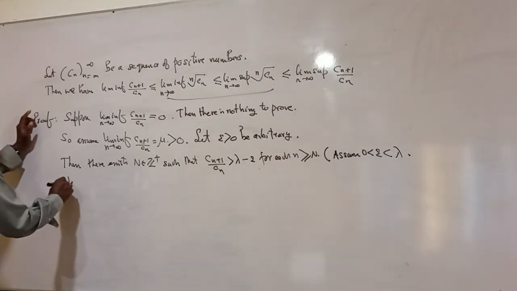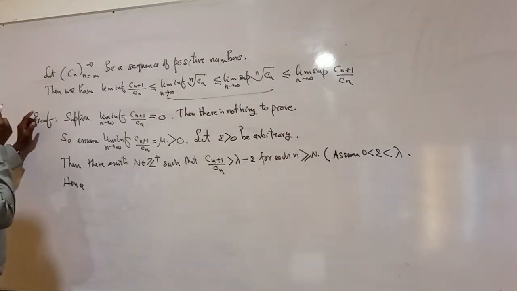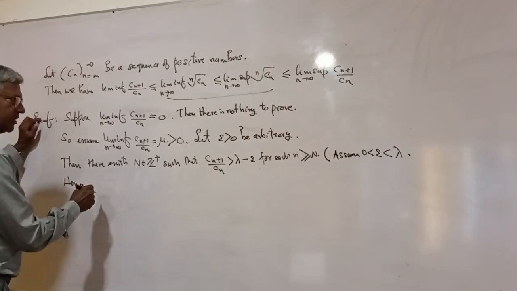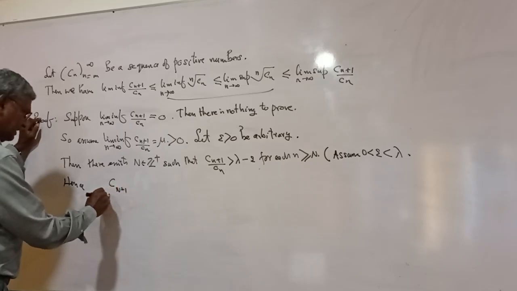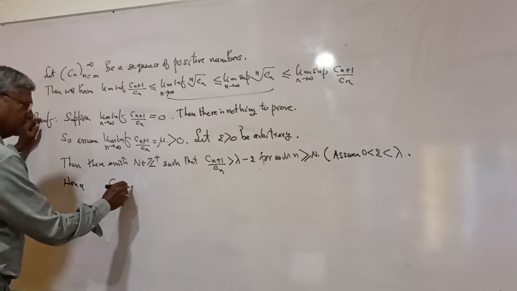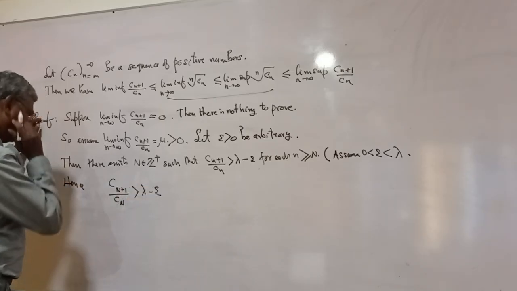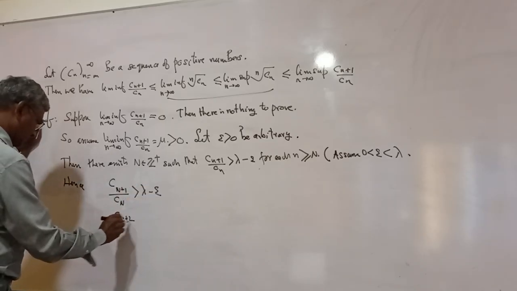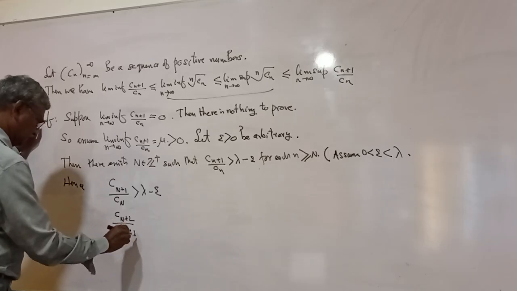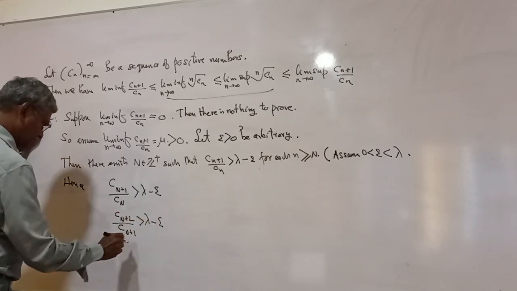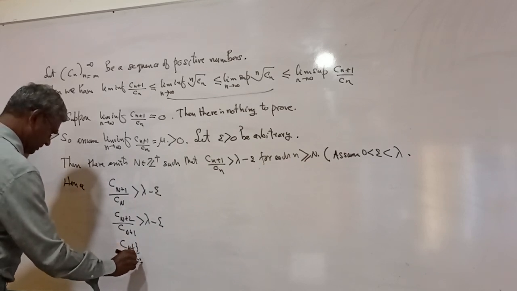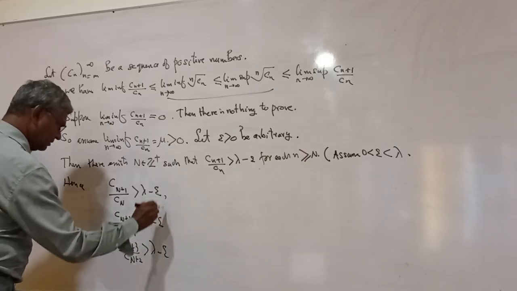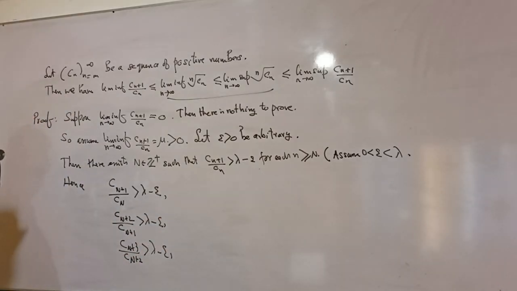Hence, for each n greater than or equal to capital N, you get C capital N plus 1 divided by C capital N greater than lambda minus epsilon, Cn plus 2 divided by Cn plus 1 greater than lambda minus epsilon, Cn plus 3 divided by Cn plus 2 greater than lambda minus epsilon. Yes. Not lambda.